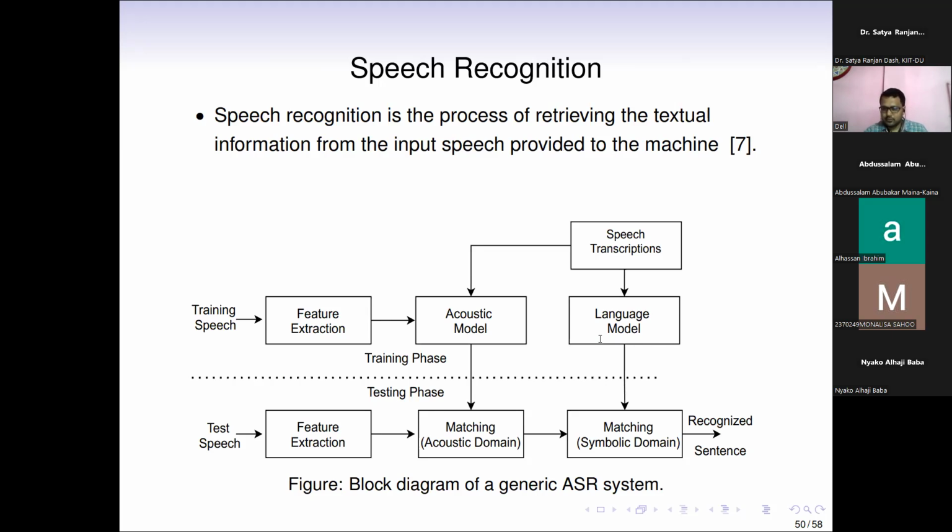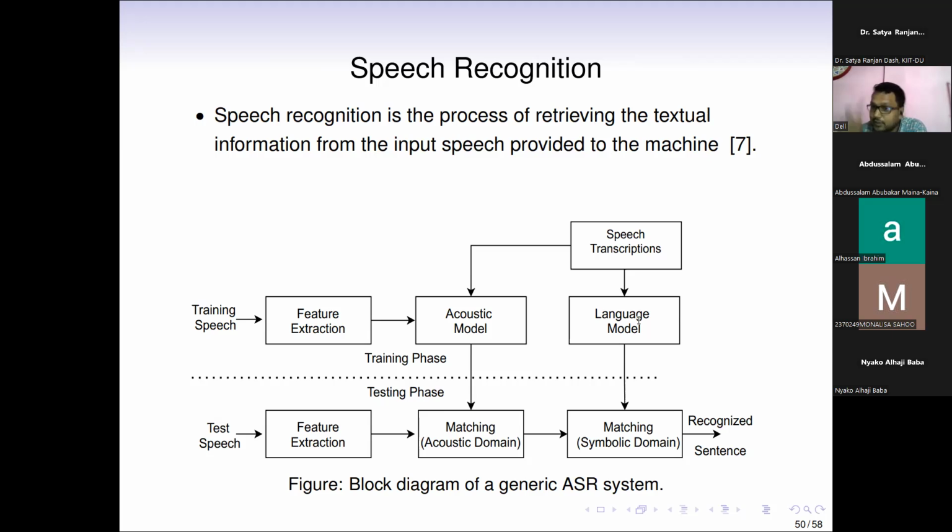Now, what does the language model represent? Suppose in a particular language, there are some rules. What kind of rules? Suppose I say, "I am a boy." It cannot be "I are a boy." So this is the rule that after "I", it should be "am", not "are", not something else. From these rules, we get the language model.